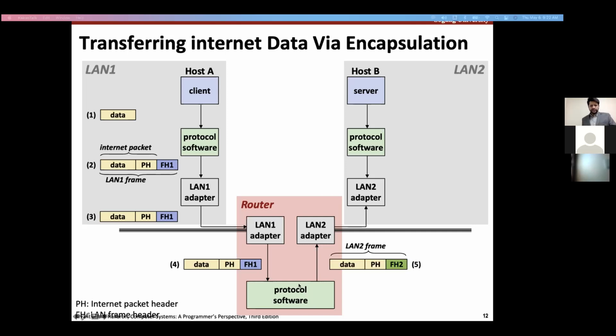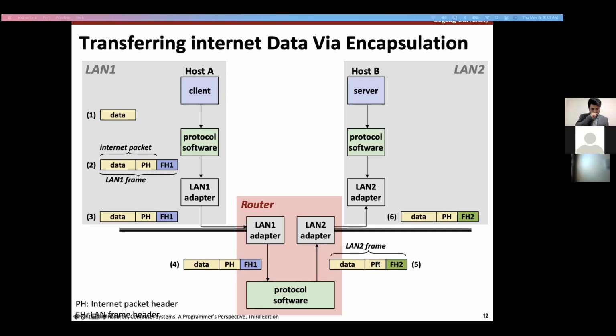On the fifth step, the contribution from LAN 2 and the host starts. The router fetches the destination internet address from the internet packet header and uses it as an index into the routing table to determine where to forward the packet, which in this case is the LAN 2 adapter. The router then strips off the old LAN 1 frame header and prepends a new LAN 2 frame header addressed to host B. Then it passes the resulting frame to the adapter.